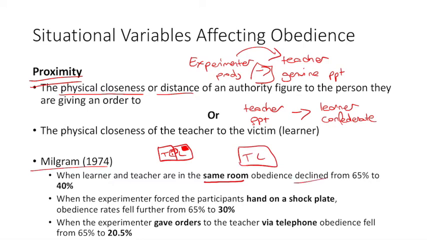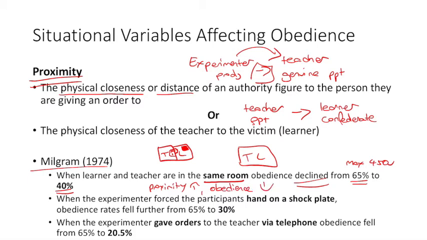In this case, not surprisingly, obedience rates declined from 65% of people going up to the maximum 450 volts in the original, down to 40% when they're in the same room. So here, as proximity increases, as they get closer, then obedience decreases.